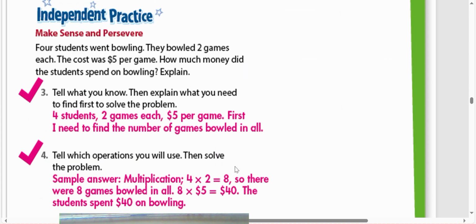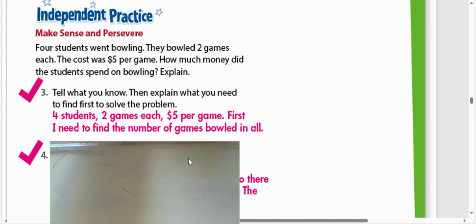Make sense and persevere. 4 students went bowling. They bowled 2 games each. The cost was $5 per game. How much money did the students spend on bowling? Explain what you know. Then explain what you need to find to solve the problem. We know 2 times 5 equals 10. The price of games will be a total of 10.